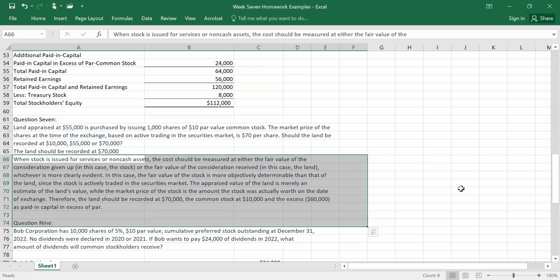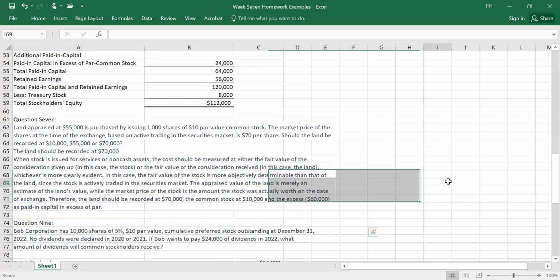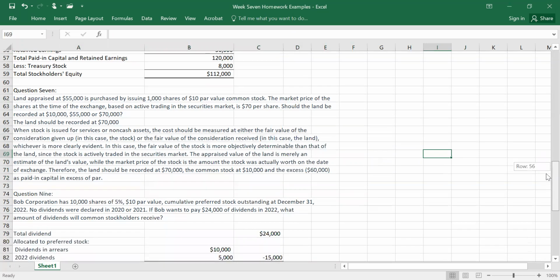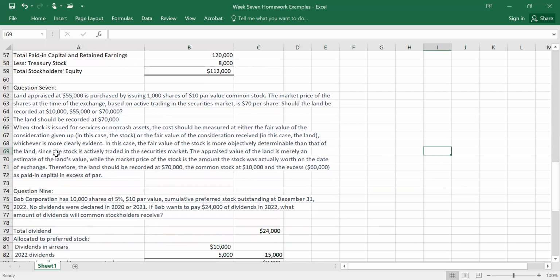The appraised value of the land is merely an estimate of the land's value, while the market price of the stock is the amount the stock was actually worth on the date of exchange. So that's why we're using that amount. And these get a little tricky when you're trying to do these exchanges, because you just have to look at which is, I guess, objectively a better fair value estimate.